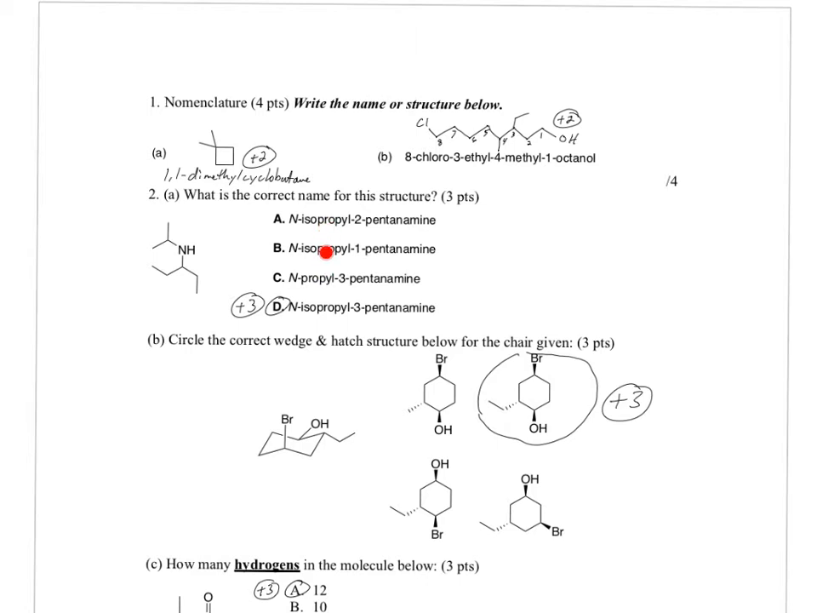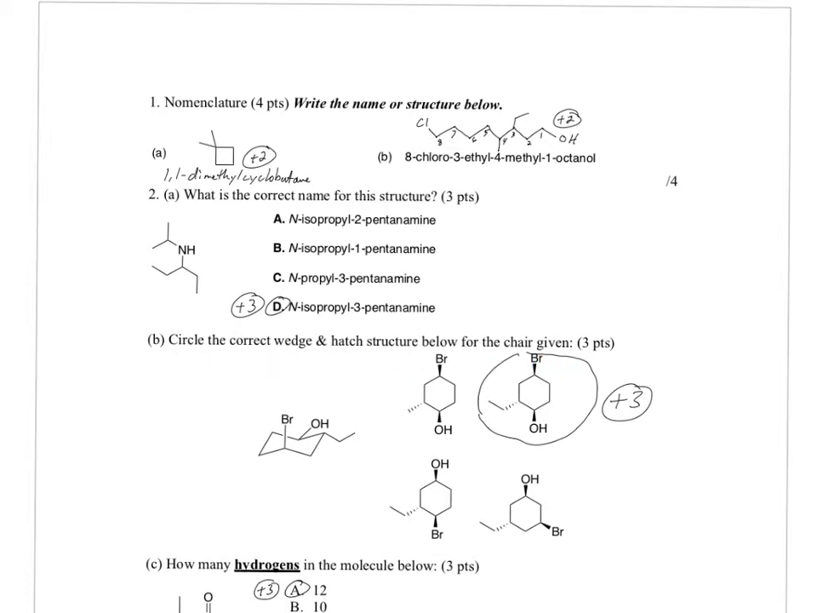Notice a couple with isopropyl, one with propyl, versus isopropyl. These are the wrong numbers. The nitrogen is off the carbon number 3 of the longest parent chain with the nitrogen. So kind of be on the lookout for those kind of things.